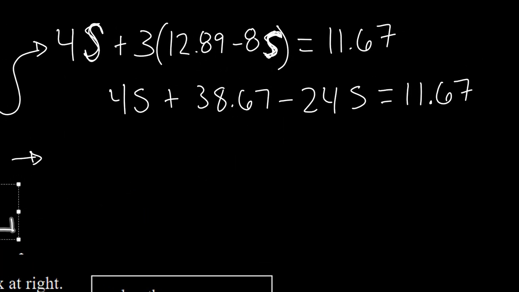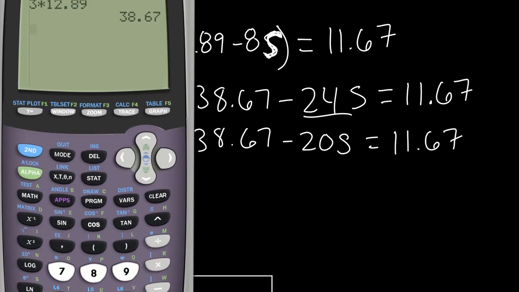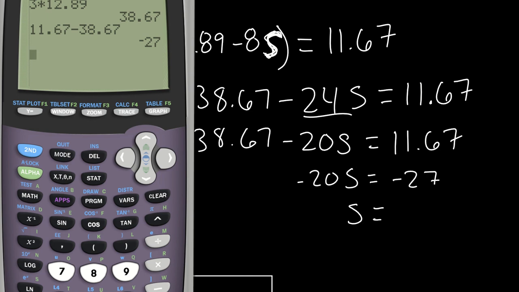Now if I simplify, on this side it's $38.67, and I'm going to subtract 20 times s because I'm combining the negative 24s and the positive 4s, and that equals $11.67. Now let me take the $11.67 and subtract the 38.67, and I get negative $27. So that means negative 20s equals negative $27. That means s is divided by negative 20. It is $1.35. So a can of the soup is $1.35.